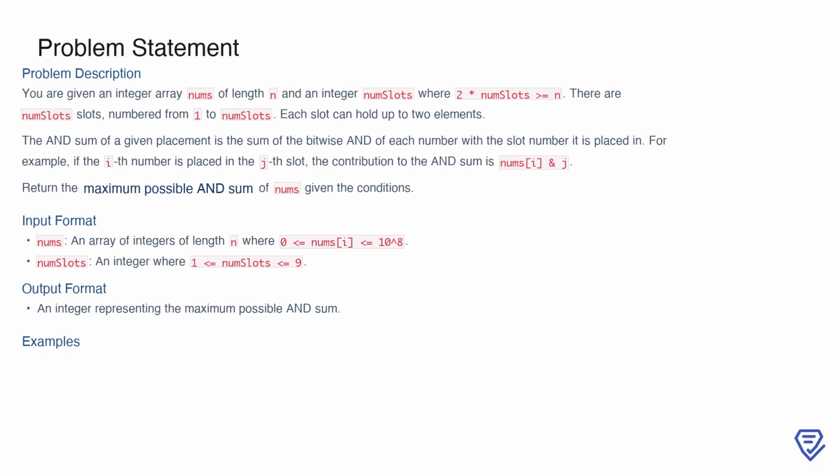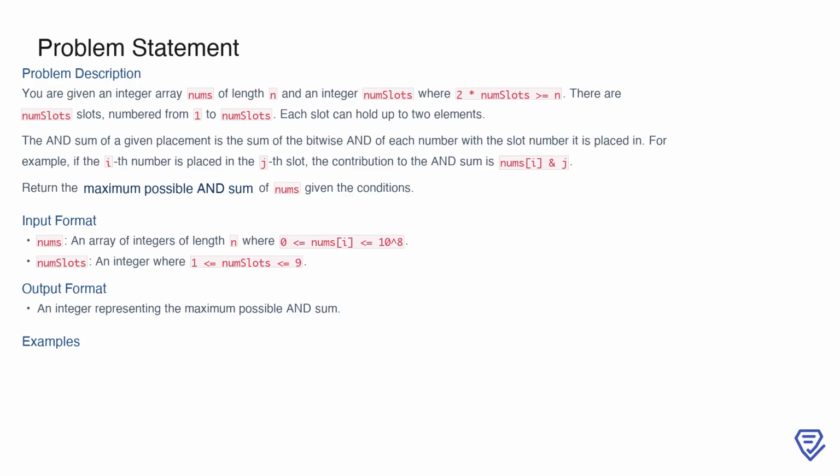The challenge lies in placing the numbers into the slots in a way that maximizes the AND sum. The AND sum is calculated by taking the bitwise AND of each number with the slot number it is placed in and summing up these contributions. For example, if a number from the array is placed in a slot, the contribution to the AND sum is the result of nums[i] AND j, where j is the slot number. The task is to determine the maximum possible AND sum for the given input.